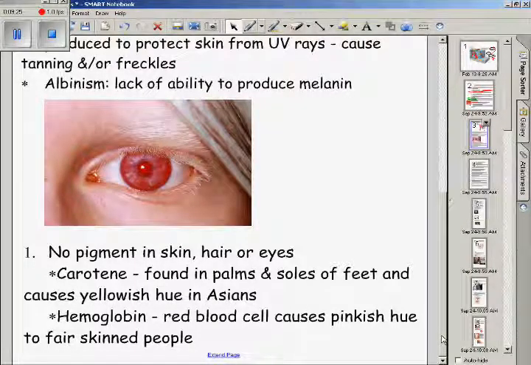Isn't that cool? Hemoglobin: whenever your blood vessels are closer to the surface, when you're real white, that's what causes the pinkish hue, is the actual hemoglobin. That's where you get your tints of that.